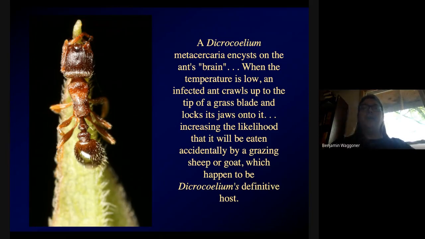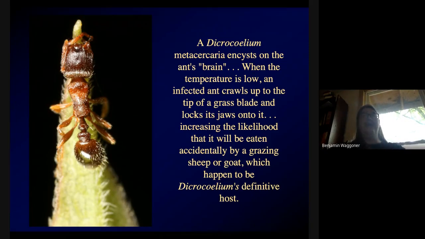And the ant starts acting weird. When the temperature is low, an infected ant will start crawling up to the tip of a grass blade instead of staying down below like normal ants would. And it'll crawl up there, lock its jaws onto the tip of the grass blade, and that increases the likelihood that it will be eaten by a grazing sheep or goat, and then the sheep or the goat gets parasitized by Dicrocoelium.